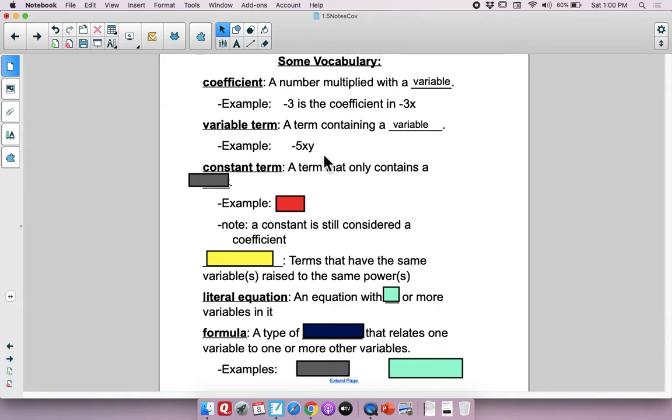Still considered a variable term because it's got at least one variable in it, okay? And this wouldn't be 3 terms, right? Because, again, terms are things that are added or subtracted. So this is like one blob. Think of it that way. Just like negative 3x would be a term.